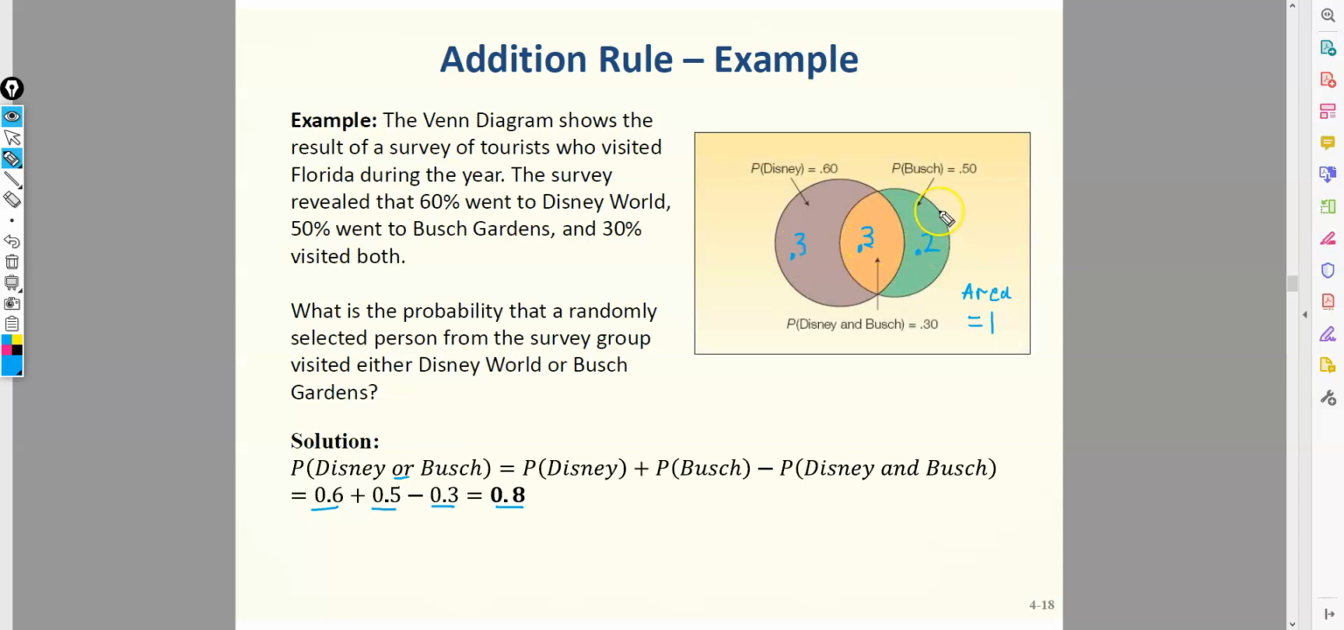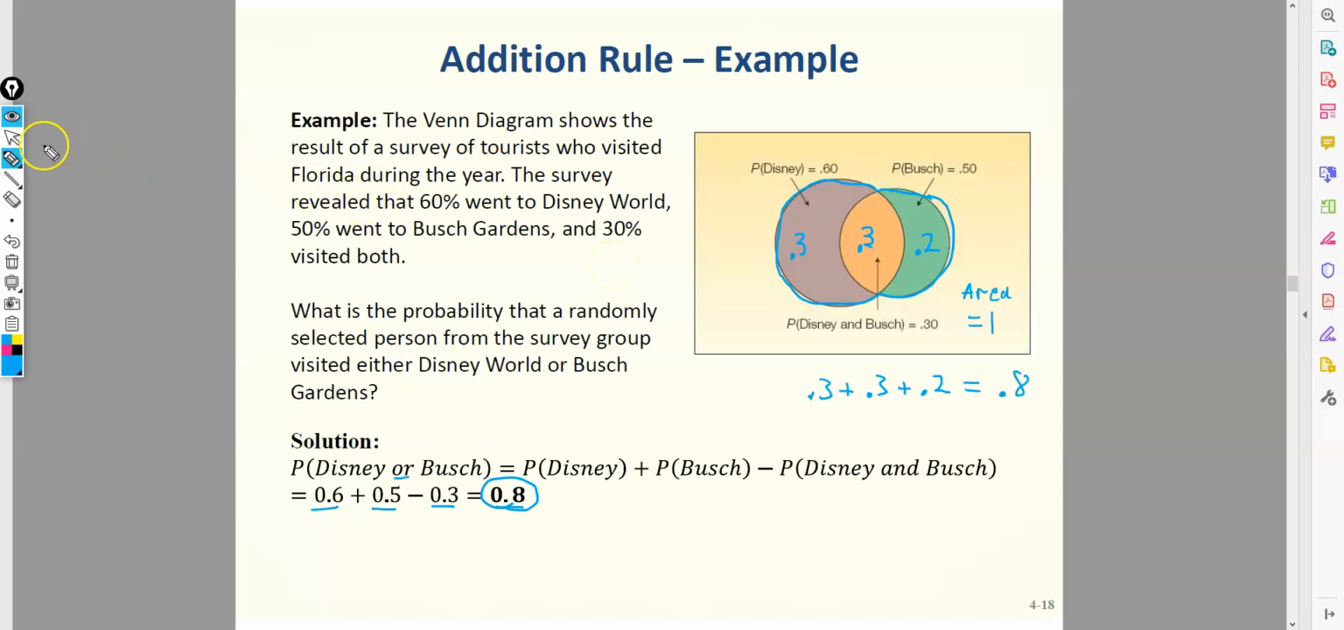So if we add all of these together, we get the area of this entire region here. And that area represents the probability of visiting Disney or Busch Gardens. And so you see we get 0.3 plus 0.3 plus 0.2. And that gives us 0.8, which is what we found down here using the addition rule. So sometimes looking at a problem graphically can give you a little better intuition into the solution of the problem.